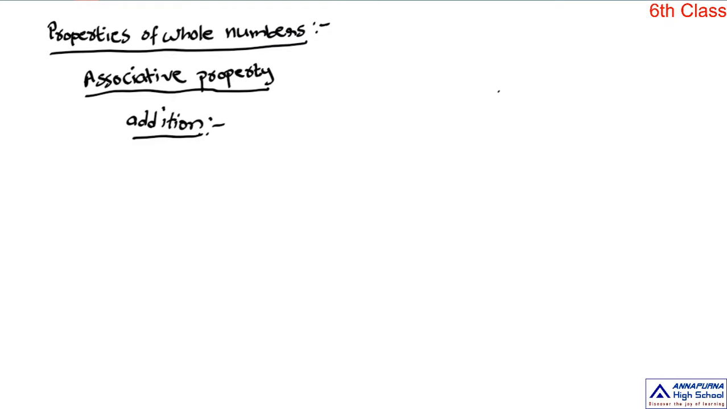Now in this video we learn the remaining properties. Properties of whole numbers. Third property, associative property. Associative property under addition. I explain with the examples. Look at these examples.